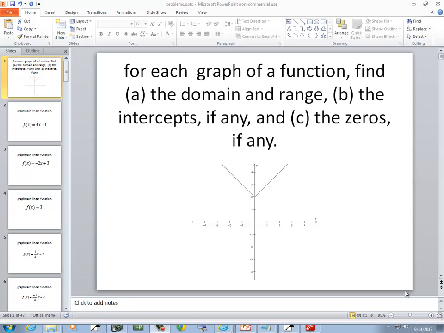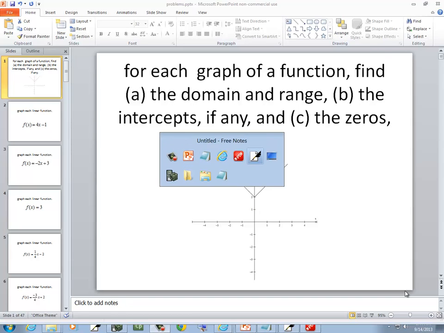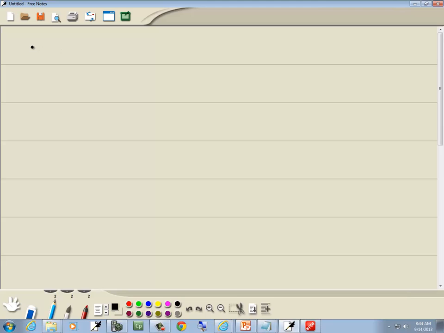In this problem, for each graph of a function, find the domain and range, the intercepts, and the zeros, if any. Okay, so first thing is their domain. Domain is your x values where your graph exists.